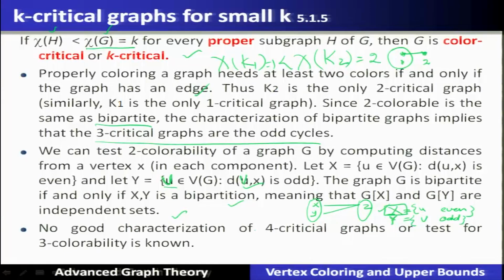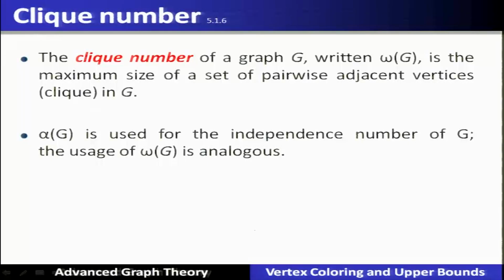Now there is no good characterization of 4-critical graphs, or a test for 3-colorability, known to us. Let us take another definition, the clique number. The clique number of a graph, little omega of G, is the maximum size of a set of pairwise adjacent vertices in a graph. Earlier we have already given alpha of G, the independence number of a graph G, that is the maximum size of an independent set available in the graph.